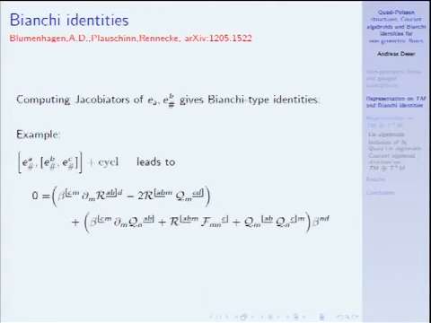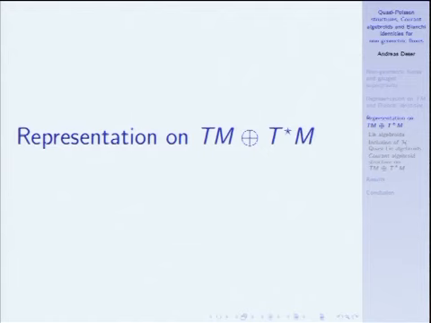They turn out to be very important in what I'm saying afterwards in the second realization. I don't want to say any more about this realization because Rolf already talked about it. What I'm focusing on is the representation on the direct sum of the tangent bundle and the cotangent bundle of a manifold.